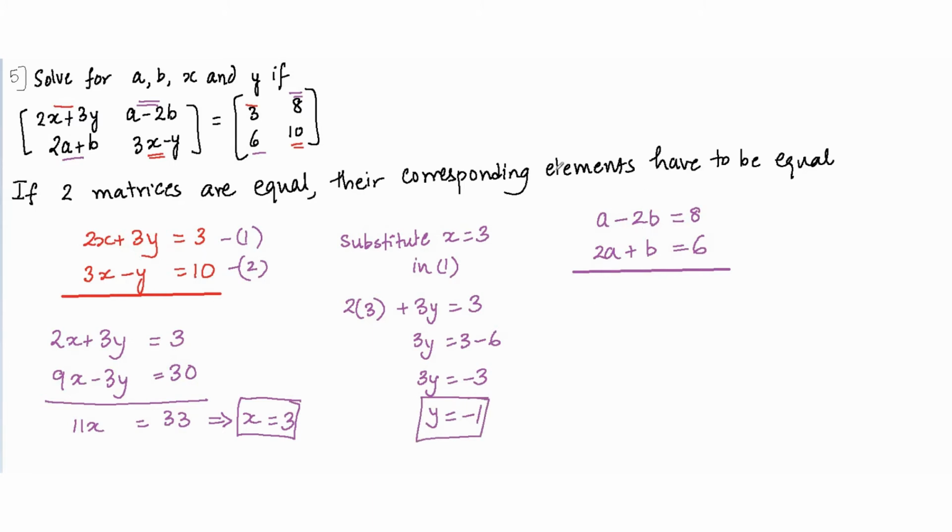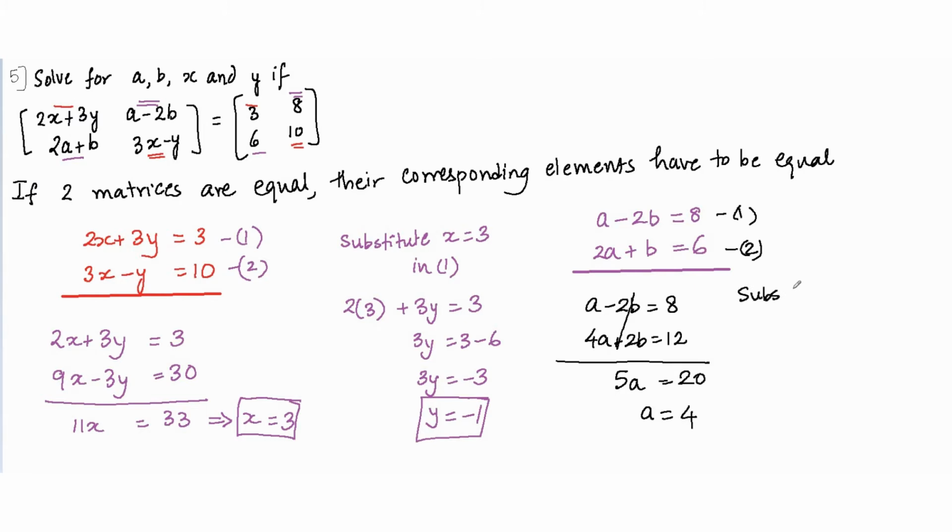Now let's go ahead and solve for a and b again. So again, let me eliminate b. Let me multiply the second equation by 2. So I get a minus 2b is equal to 8 and 4a plus 2b is equal to 12. Let me add these two equations. So minus 2b plus 2b cancels. So I get 5a is equal to 20, which means a is equal to 4.